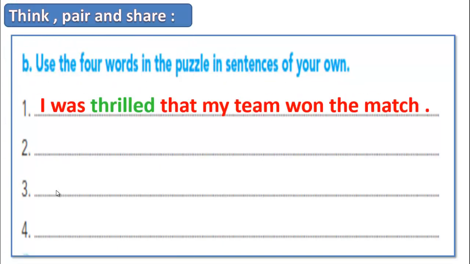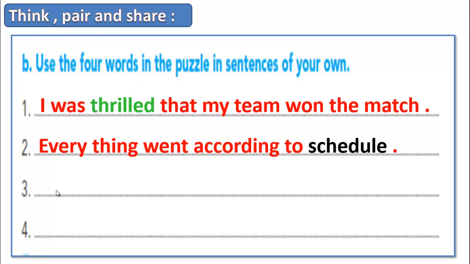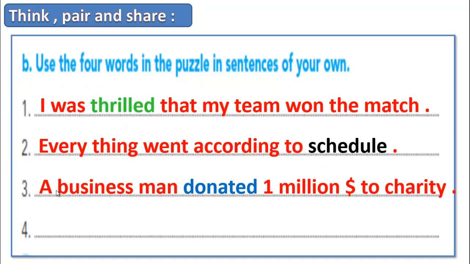The first one, I was thrilled that my team won the match. Number 2, everything went according to schedule. Third one, a businessman donated $1 million to charity. And the last one, pure. Is this ring pure gold?